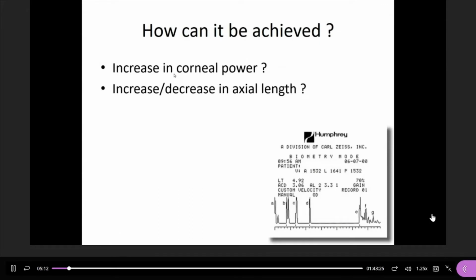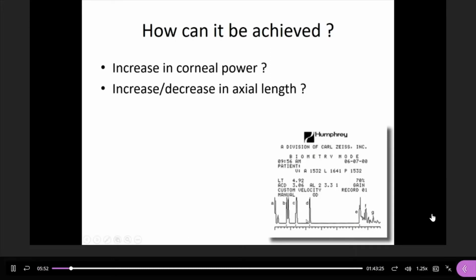The second possibility is that the power change could be due to a change in the axial length. So that would be another possibility. Again, in order to rule out this possibility, one thing you can do is, like the diagram shown here, measure the axial length and also measure the position of different ocular components using A scan. Remember, this is the A scan ultrasound.